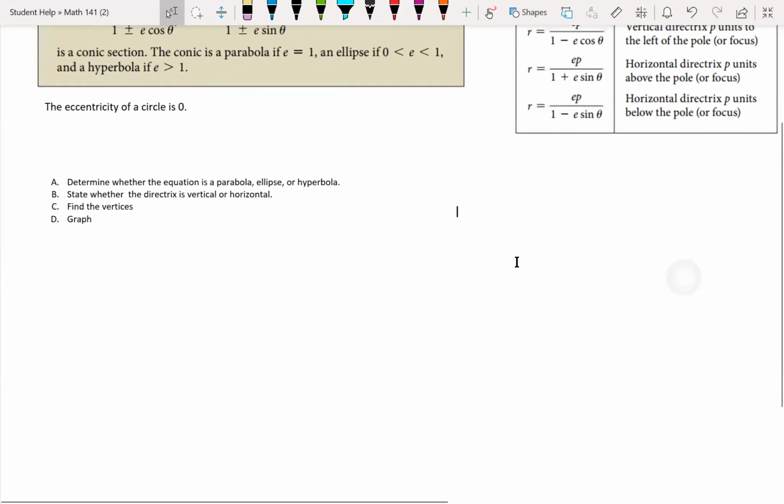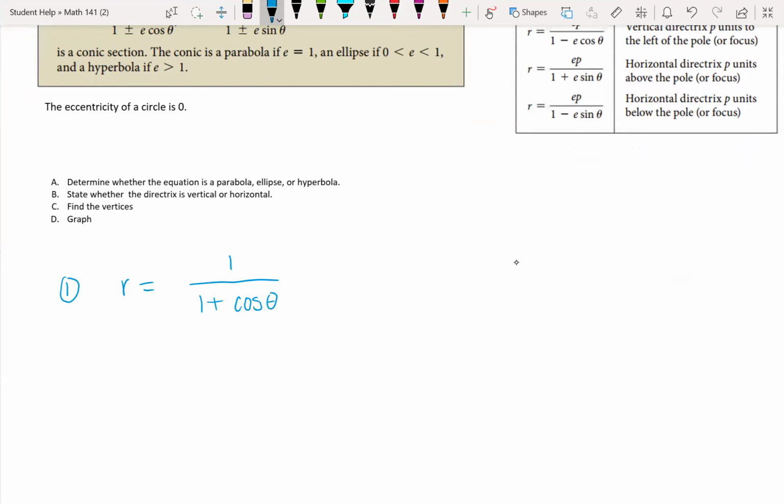All right, so for our first example, let's look at the equation r equals 1 over 1 plus cosine theta. And we know that what we want to do, remember r has to do with the radius of a circle, and then theta would be the angle that's going around with different angle measurements.